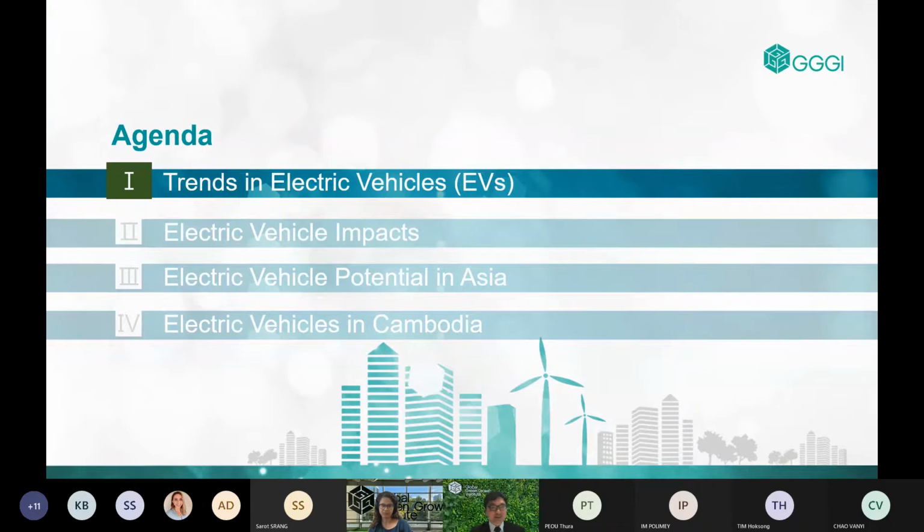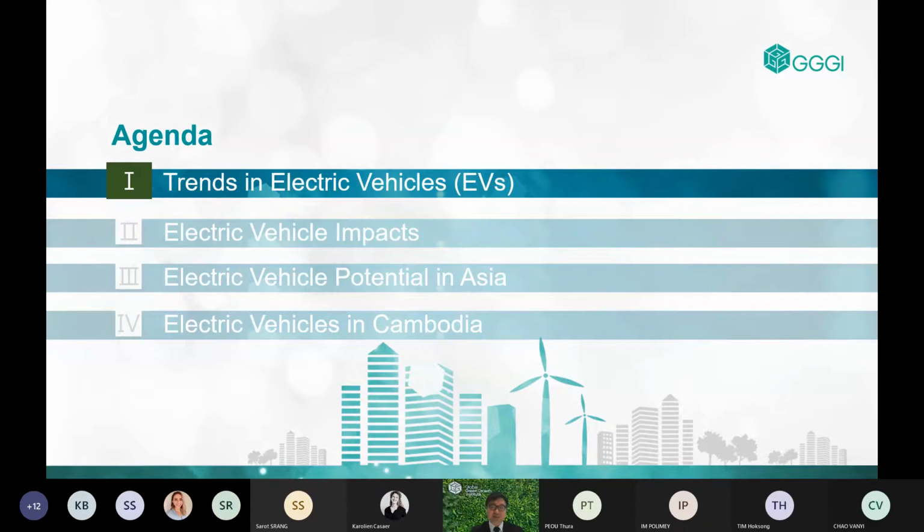There are four sections. First, I would like to briefly introduce the trends of electric mobility, followed by its impact environmentally and financially. There is big potential in Asia to introduce electric mobility, so I'd like to introduce that potential in Asia. Last, I hope to have a discussion with all students regarding the Cambodian situation and Cambodia's potential.